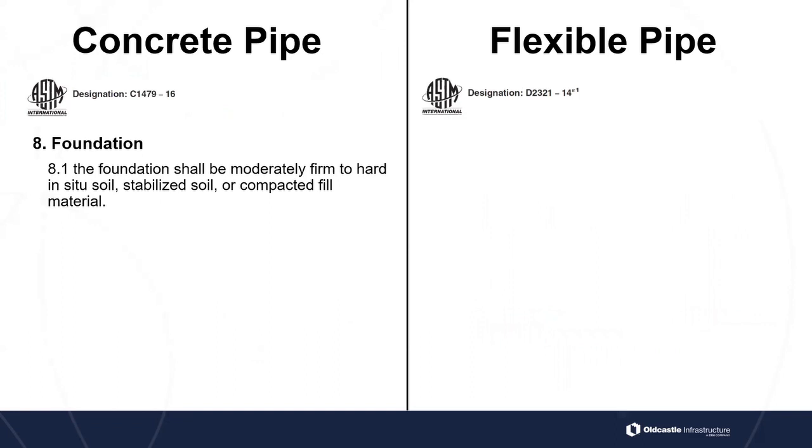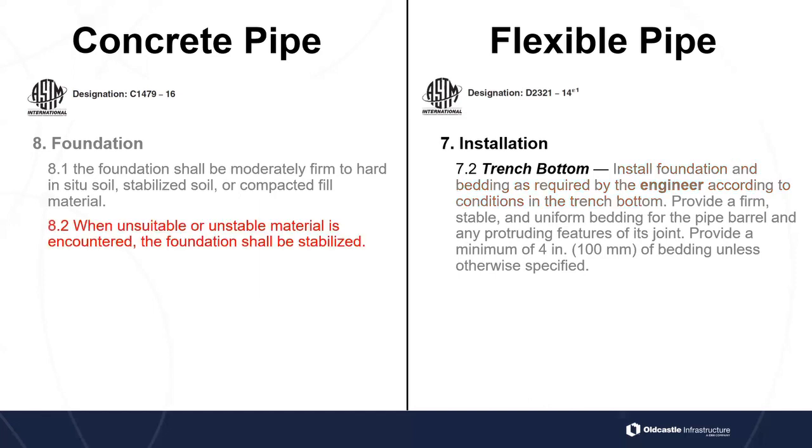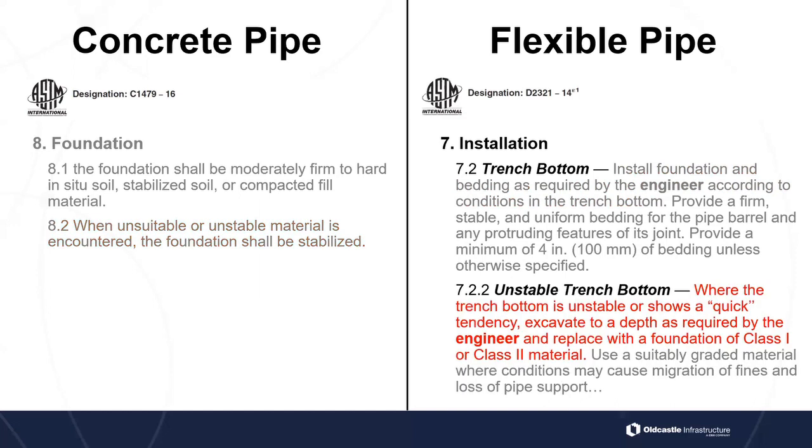All right, so when we get into the foundation here, 8.1 for C1479, foundation shall be moderately firm to hard in situ soil, stabilized soil, or compacted fill material. For the trench bottom, for D2321, it says install foundation and bedding as required by the engineer. There it is again, engineer's requirement, according to conditions in the trench bottom. All right. When we look at C1479 for concrete pipe, when unsuitable or unstable material is encountered, the foundation shall be stabilized. Pretty simple.